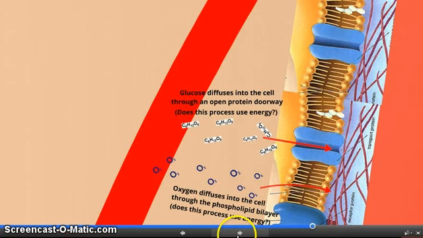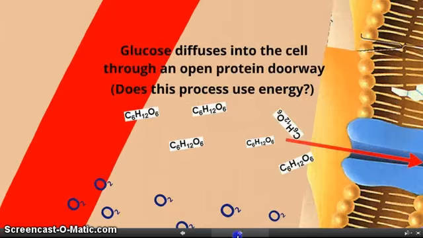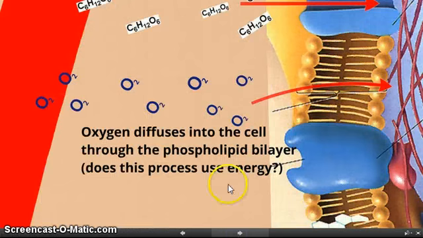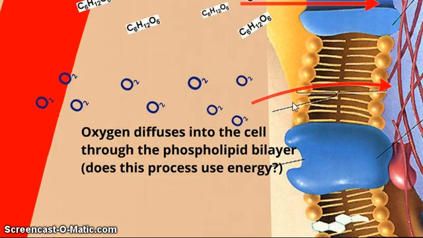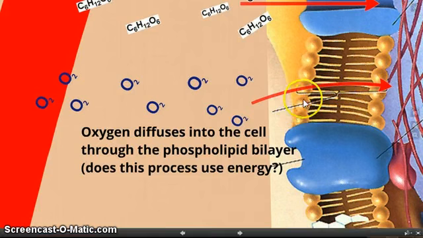And next we have oxygen. Oxygen diffuses into the cell through the phospholipid bilayer. Okay, so it's not a facilitated diffusion. It doesn't use a protein. Okay, and it goes from a higher concentration again to a low concentration. So going from high to low doesn't use any energy at all.